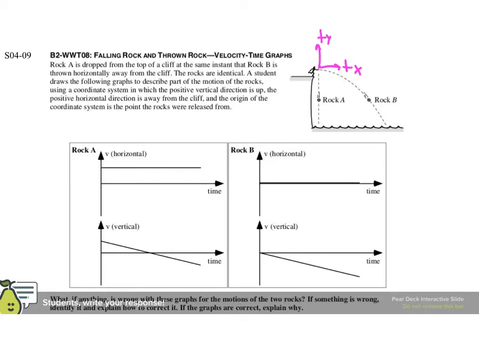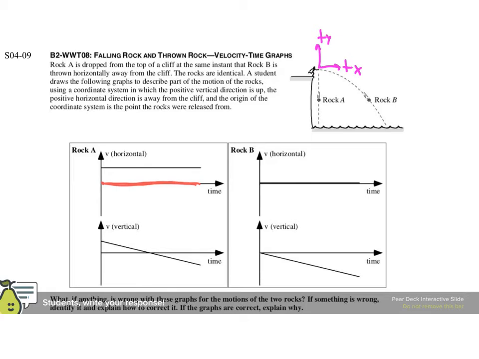So the first thing is, let's start tackling these things. We have rock A's horizontal velocity, but rock A is simply dropped, so it should have 0 horizontal velocity. So it should do that. It should start at rest horizontally, and it should not change because there is no horizontal acceleration. So that should be like that.